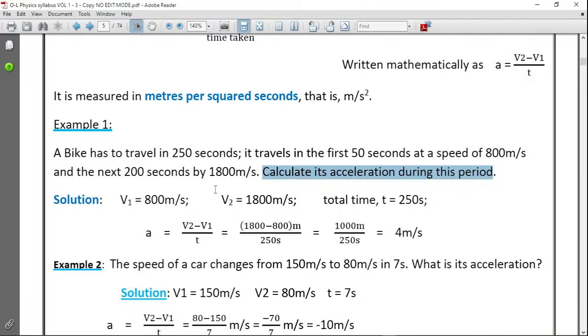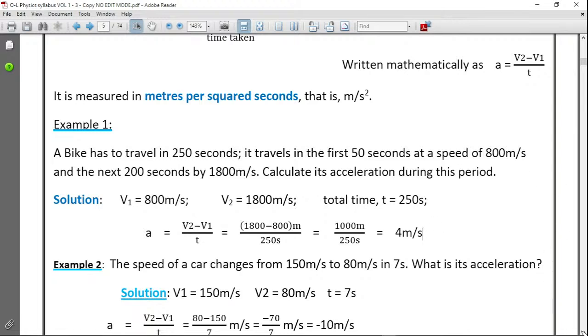So the initial velocity is 800 meters per second. And what's the final velocity? 1800 meters per second. So acceleration is defined as the rate of change of velocity. This will give us final velocity minus initial velocity divided by time taken, and this will be equal to 1800 minus 800 divided by 250. So the acceleration of this object is 4 meters per squared second. Here we have s to the power 2. Please take note of that.